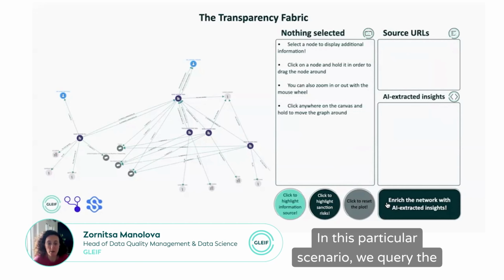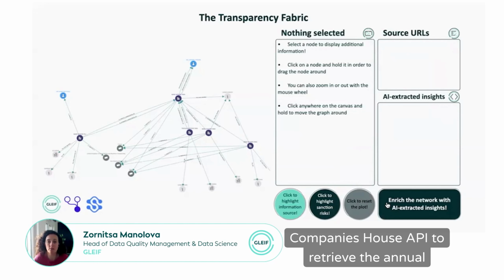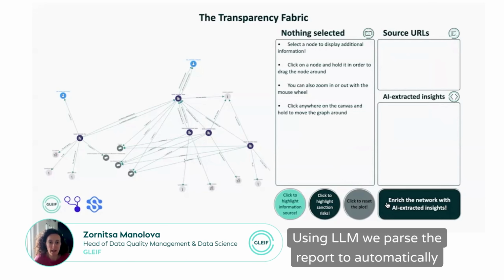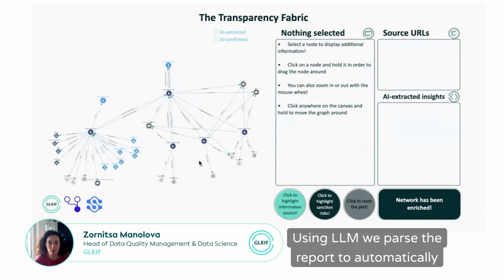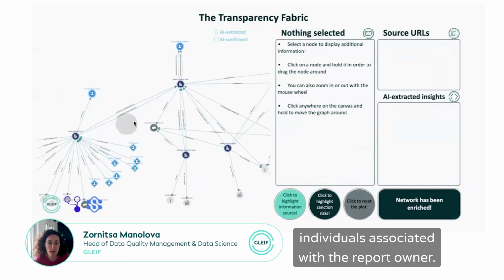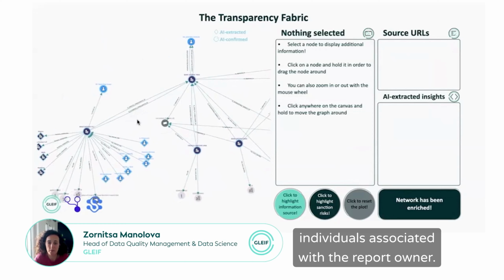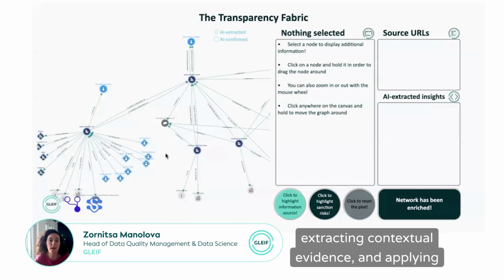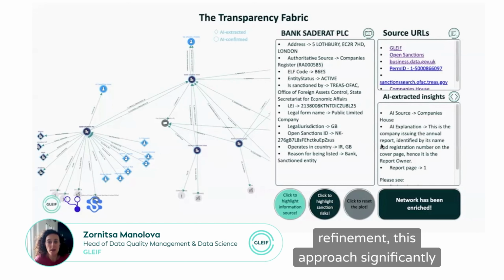In this particular scenario, we query the Companies House API to retrieve the annual report of Bank Sadarat PLC. Using an LLM, we parse the report to automatically identify and categorize entities and individuals associated with the report owner. By determining relationships, extracting contextual evidence, and applying a chain prompting strategy for iterative refinement, this approach significantly reduces the labor-intensive task of manually analyzing financial reports.